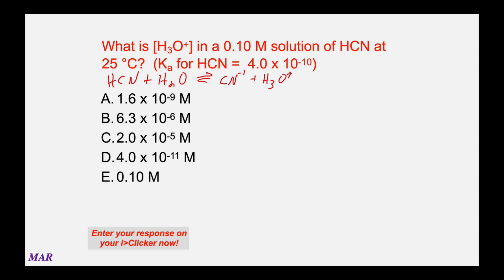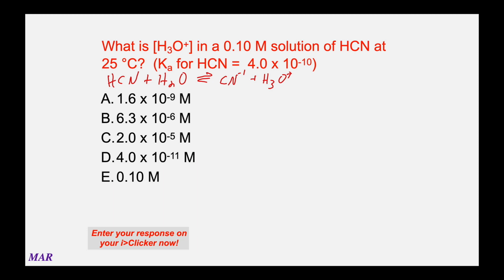One way to do this was you could do the ICE table. You're starting with 0.10 moles per liter of HCN and 0 cyanide and hydronium. Water is a liquid, so you don't need to worry about that. HCN will go down by X, cyanide and hydronium will go up by X, so you'll end up with X squared over 0.10 minus X equals Ka, 4.0 times 10 to the minus 10th. You can solve the quadratic formula, get an X value, and that X value will be hydronium.